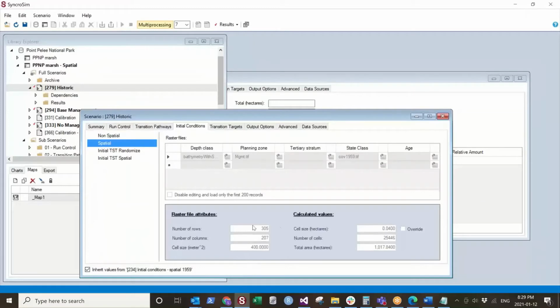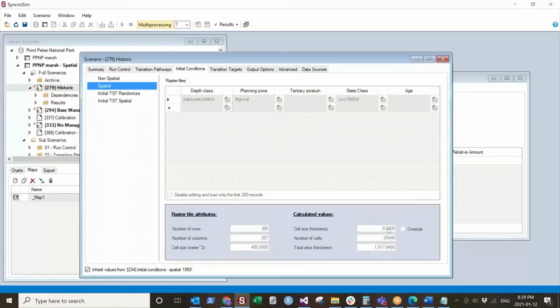So we were running at cell size. I think this is 25 meters. 10 meters. You're right. Or no, 20 meters. I think this is 20-meter resolution. 20 by 20, 400 square meters, 0.04 hectares. I think it's a 20-meter resolution model.